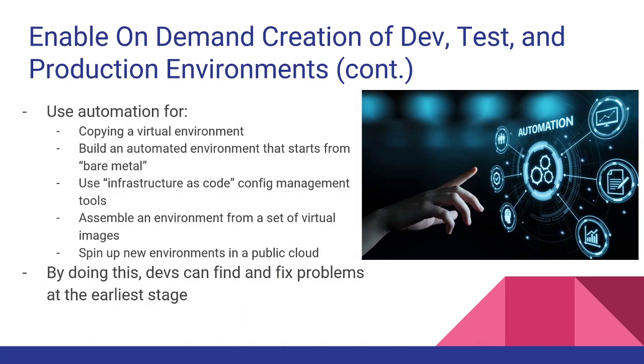Continuing on, instead of operations manually building and configuring the environment, we can use automation for any or all of the following. Copying a virtualized environment, think of VMware images or booting an Amazon machine image file. Building an automated environment creation process that starts from bare metal, using infrastructure as code configuration management tools, using automated operating system configuration tools like Solaris Jumpstart or Debian Preseed, assembling an environment from a set of virtual images or containers, and lastly, spinning up a new environment in a public cloud such as Amazon Web Services.